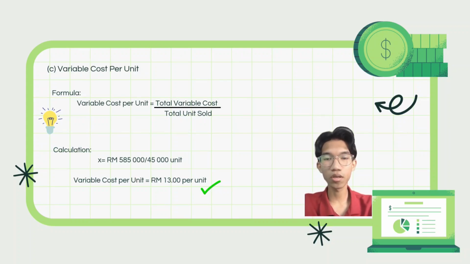Today I will be explaining question 1 sub-question C, which is variable cost per unit. So how do we calculate variable cost per unit? The formula for it is variable cost per unit equals total variable cost divided by total units sold, which in our case is 585,000 ringgit Malaysia divided by 45,000 units equals 13 ringgit Malaysia per unit. That is our variable cost per unit.